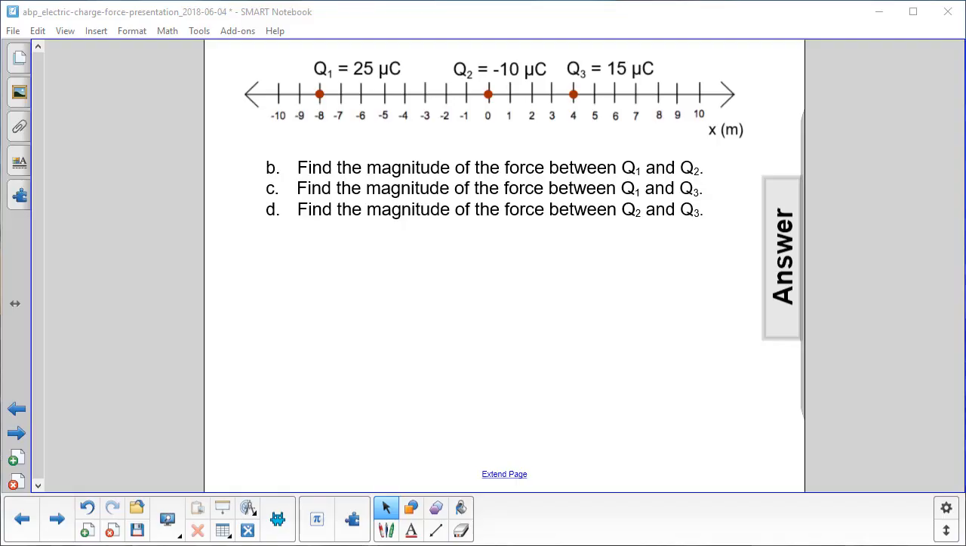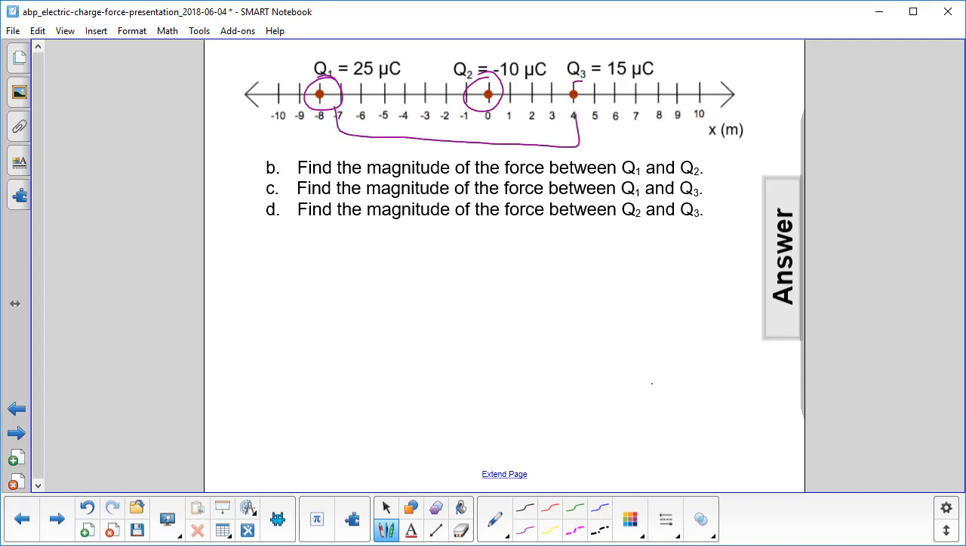Step 2 now has 3 different parts, and we're going to find the magnitude of the force between Q1 and Q2, because they act on each other. Then also between Q1 and Q3, so there's 2 forces we have to find. And what's the only other force we need now? Well, Q2 and Q3 exert forces on each other. So there you go. So we have 3 calculations to do using Coulomb's law.